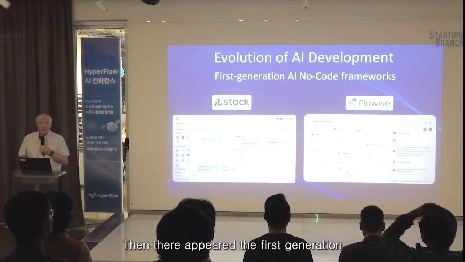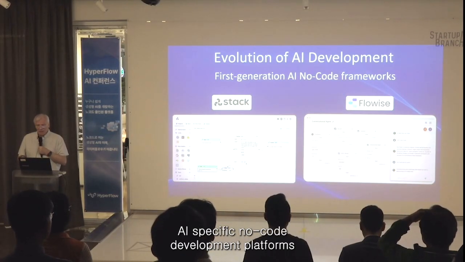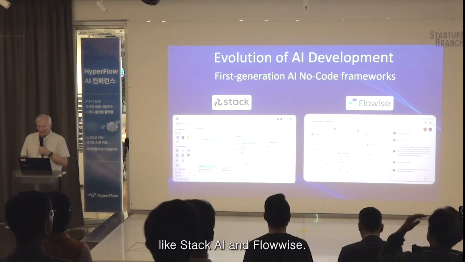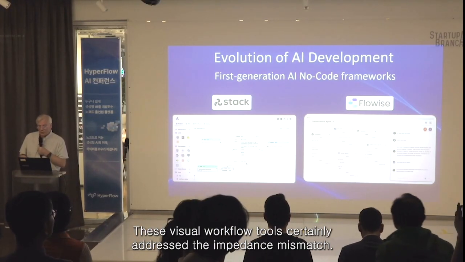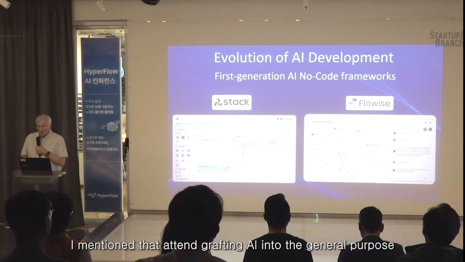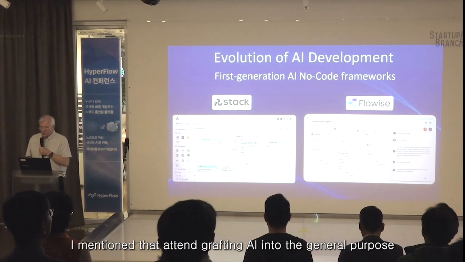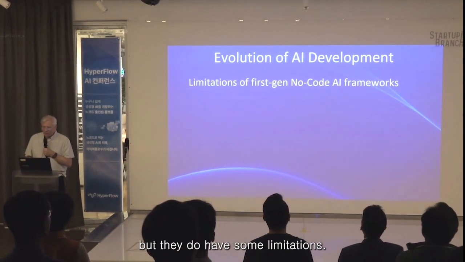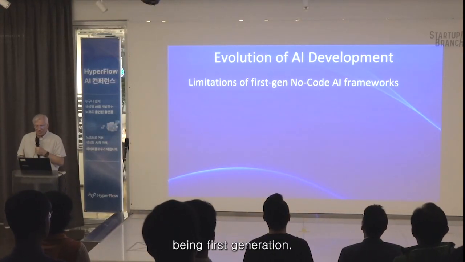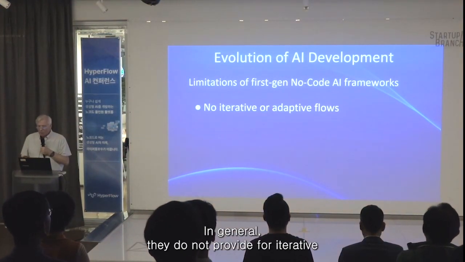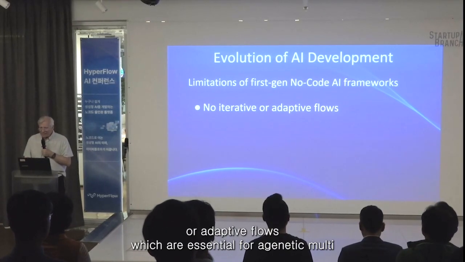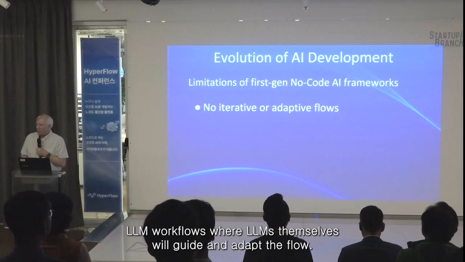Then there appeared the first generation AI-specific no-code development platforms like Stack AI and Flowise. These visual workflow tools certainly address the impedance mismatch I mentioned that attends grafting AI into the general purpose no-code workflow tools. But they do have some limitations, being first generation. In general, they do not provide for iterative or adaptive flows, which are essential for agentic multi-LLM workflows, where LLMs themselves will guide and adapt the flow.